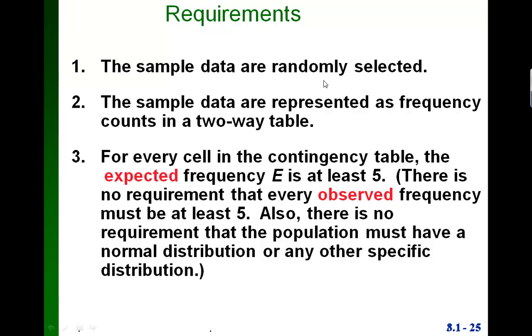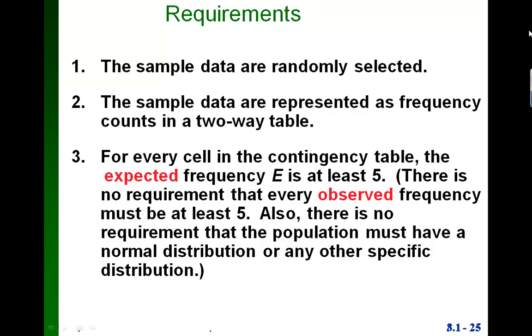We have to have randomly selected sample data, and the sample data are going to be represented in a table that has rows and columns. That's what we call a contingency table. And one of the requirements for doing a test of independence is that the expected frequency in each cell in the table has to be at least 5. And again, just like with the goodness of fit test, it doesn't matter what the observed frequencies are, just what the expected frequencies are.